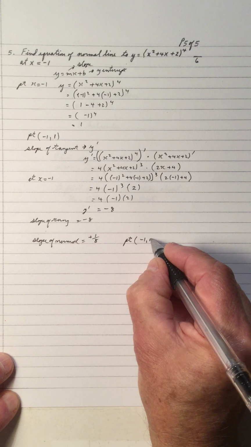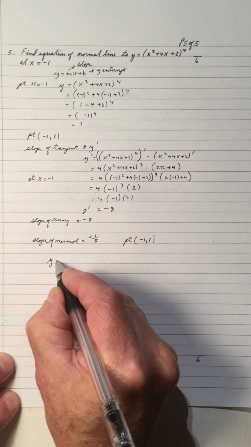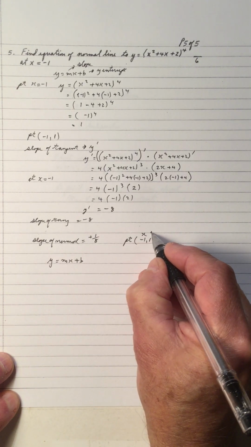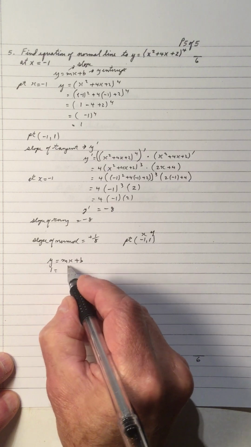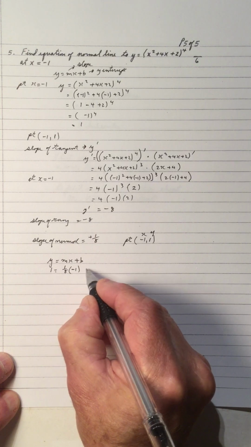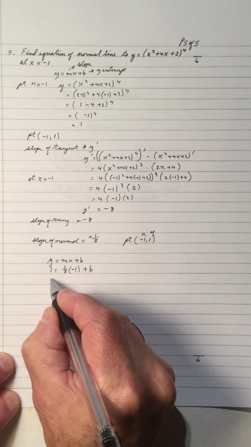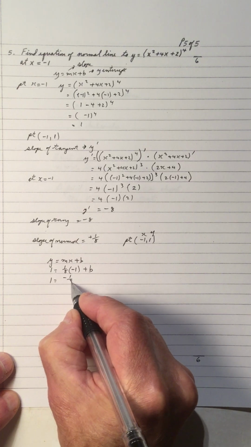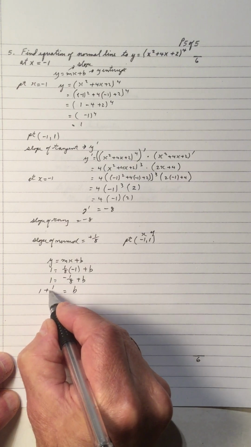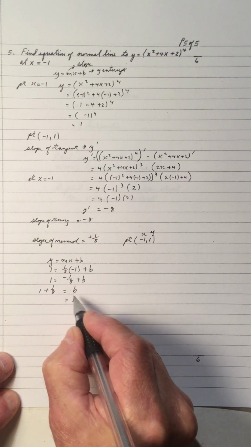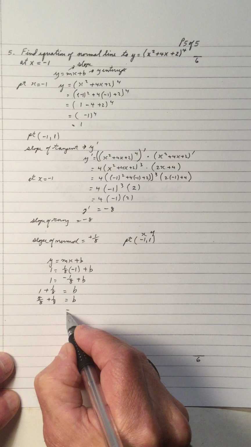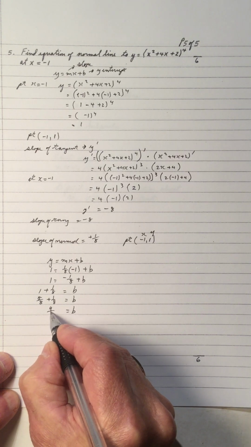is negative 1, 1. So if we sub that into y equals mx plus b, this is x and this is y. Y is 1, the slope is 1/8. The x is negative 1, and we'll get our y-intercept. 1 equals negative 1/8 plus b. And I'll leave my b there and move my 1/8 over, make it positive. So 1 is the same as 8/8. So my y-intercept is 9/8.